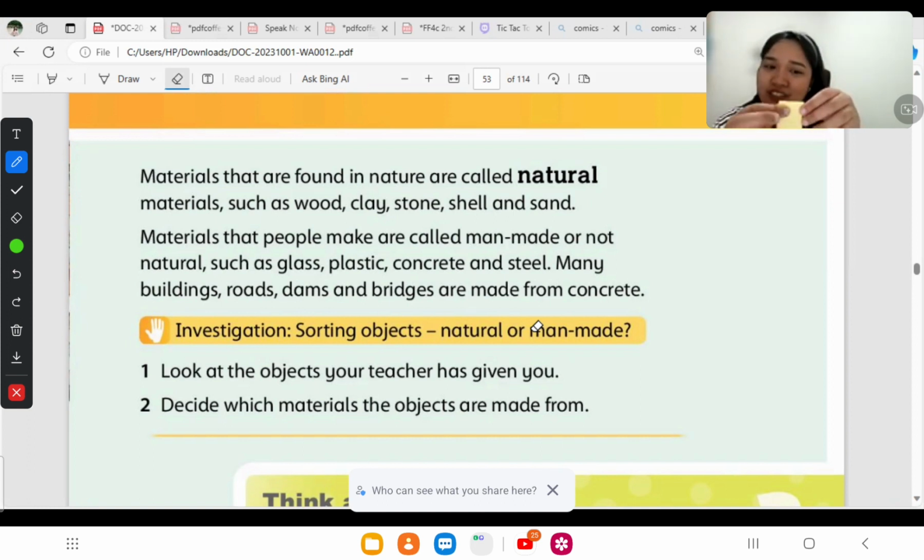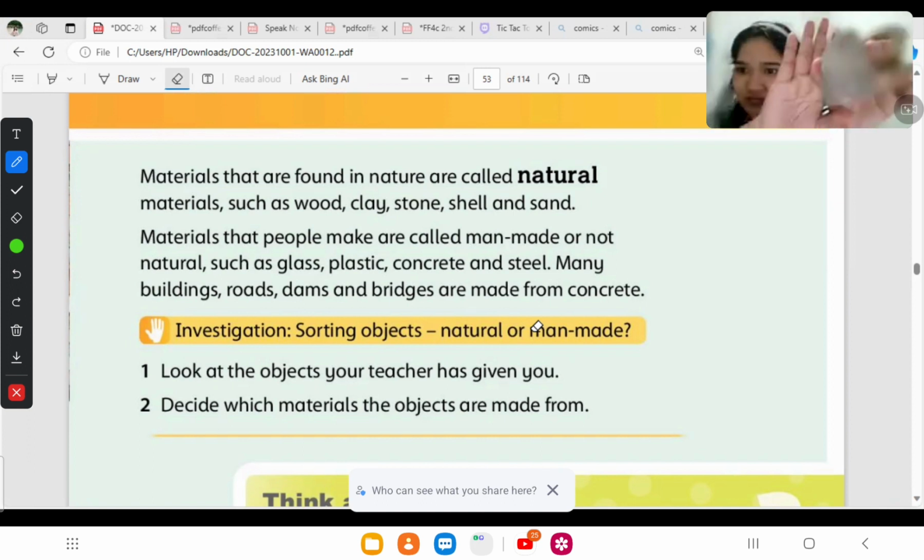Wow. So here now, teacher is asking, our paper, is it man-made or natural? Natural? No, our paper is man-made. Okay, it's man-made. How about this? Dun, dun, dun.